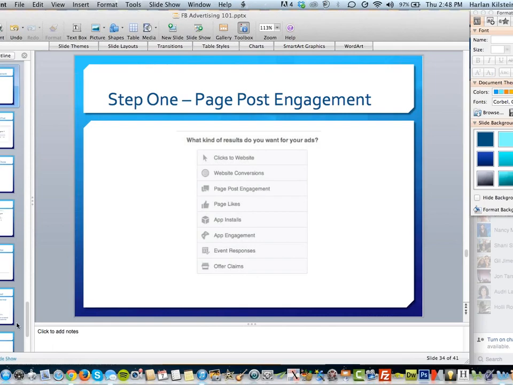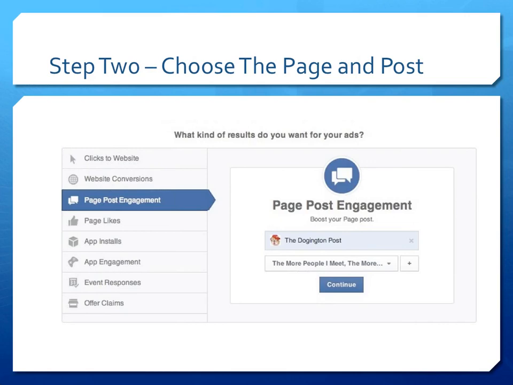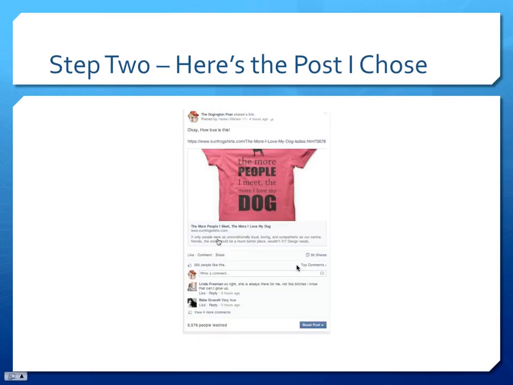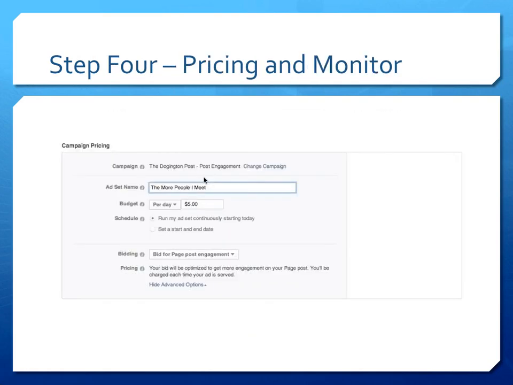Here's how to do a page post engagement. Choose the page, and then it will pop up the posts that are on the page. For example, here's one. Should have written more. Ended up making me a bunch of money, though. You pick the post, you target, you price, and then you monitor and see.